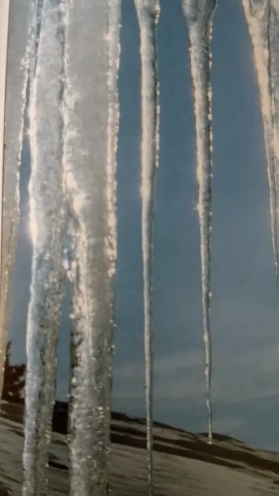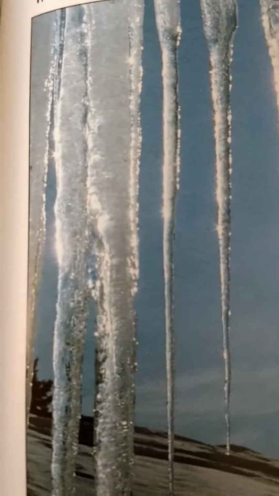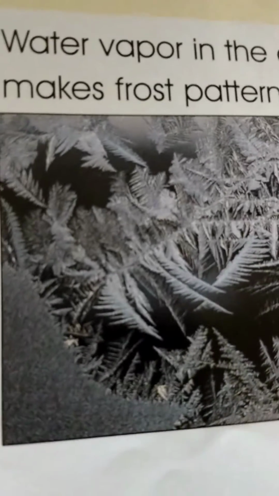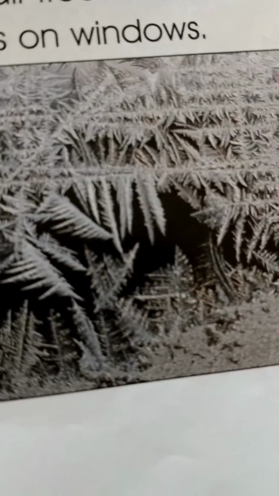When the air is very cold, water turns to ice. Dripping water freezes into icicles. A skin of ice forms on puddles and ponds. Never walk on frozen ponds or lakes. The ice may not be strong enough to hold you. Water vapor in the air freezes and makes frost patterns on windows.